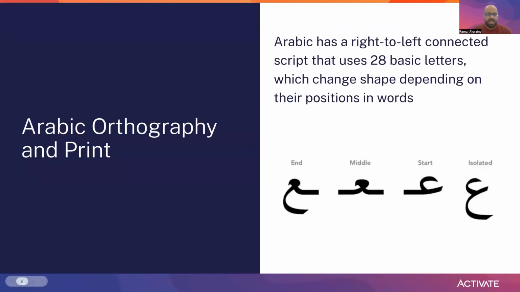The first challenge is Arabic orthography and print. Arabic has a right-to-left connected script that uses 28 basic letters. Imagine the same letter has many forms based on its location in the word. Beginning, middle, end, and separate forms are completely different. This is one example, the letter Ain. You see different shapes and forms based on the location in the word.